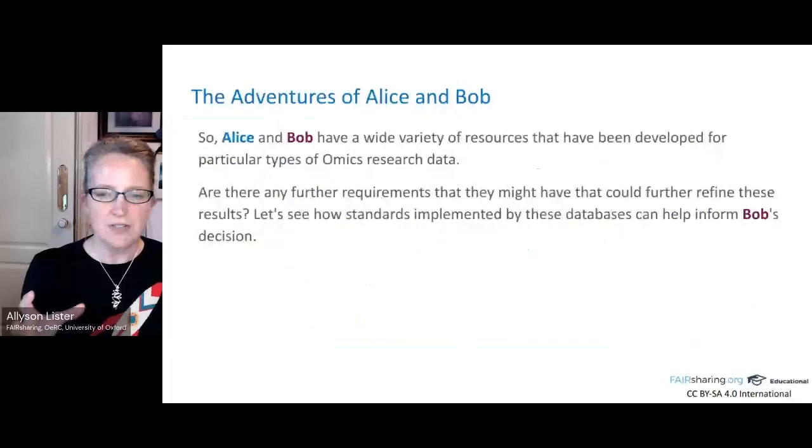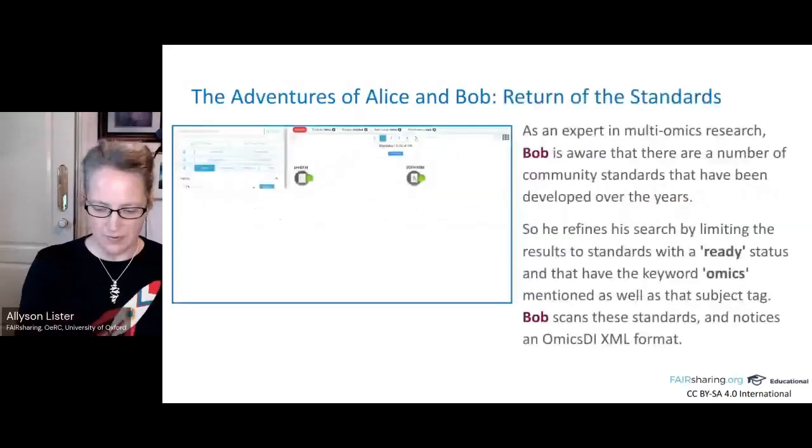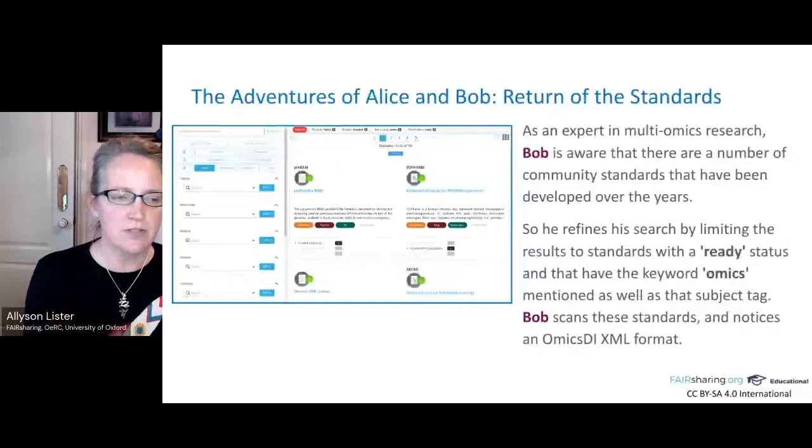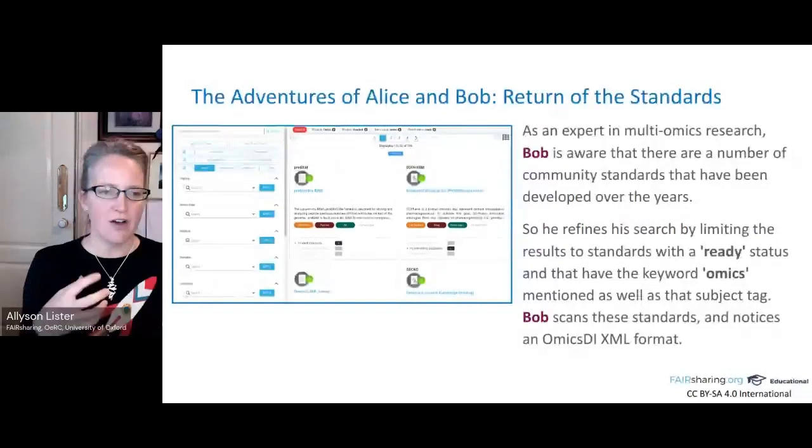Alice and Bob are pretty happy, but are there any further requirements that they could use to refine? Let's see how the standards implemented by these databases can help inform Bob's decision. As an expert, Bob is aware there are a number of community standards that have been developed over the years, and so he refines his search. He chooses only those resources that have a ready status. He also looks for this specific omics tag within a description to see if that gives us a little bit more of a hit.